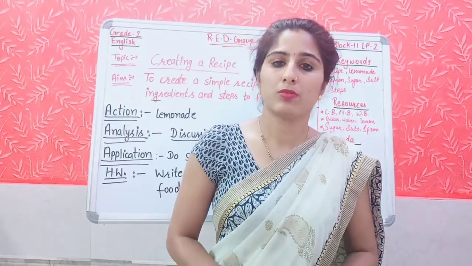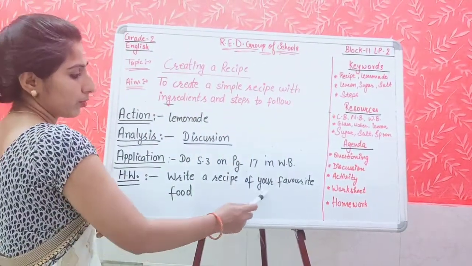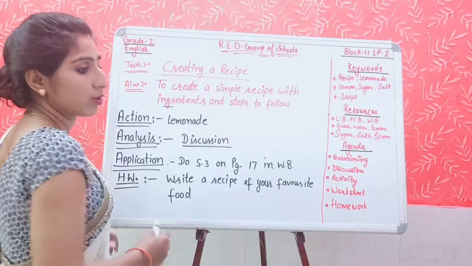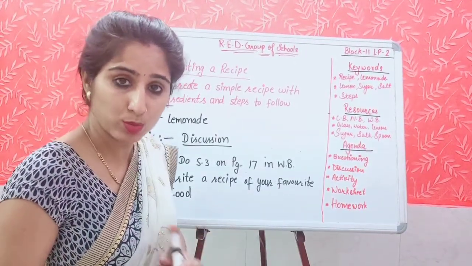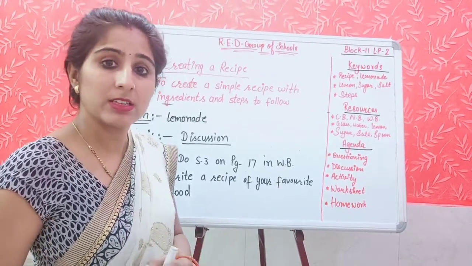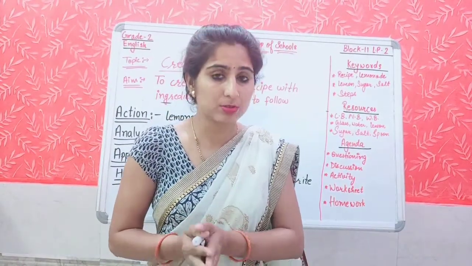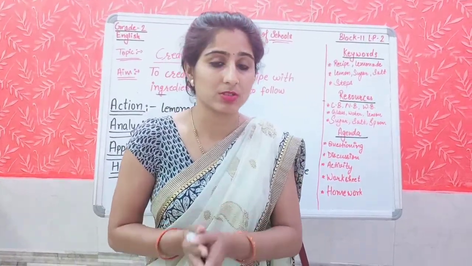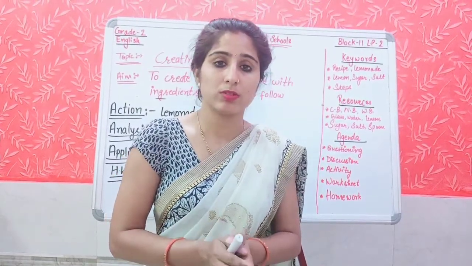Students, now move to the homework part. What will you do? You will write a recipe of your favorite food. You must write the recipe in 2 parts. First, the list of the food items and then you will write the steps. And you will write the steps in the manner of instructions, means in the manner of commands. The sentence must start with the doing words.